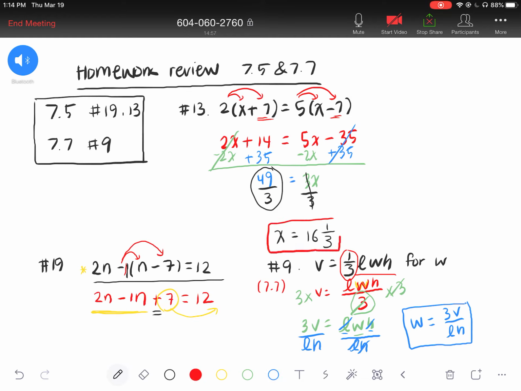Any other questions? Okay. So this one I don't have the answer written down for you because I believe you guys can work on the question to solve it. Number 9 and number 13 was a little more challenging, so I worked on that one.